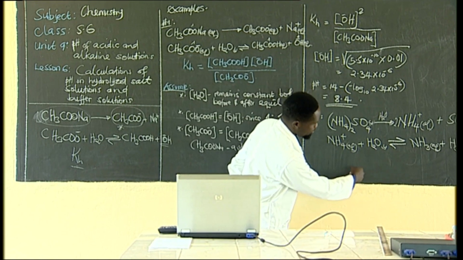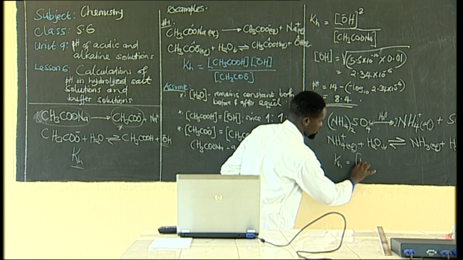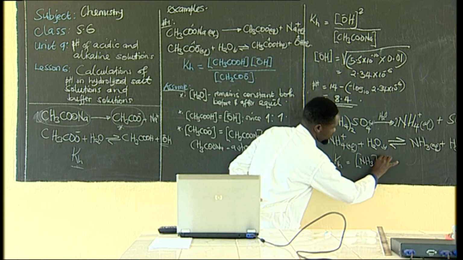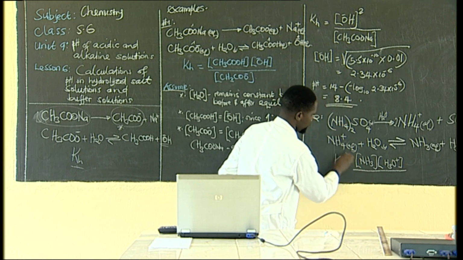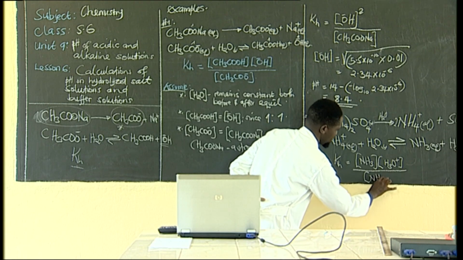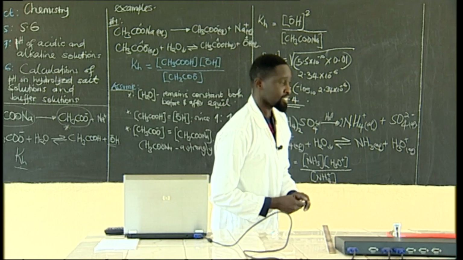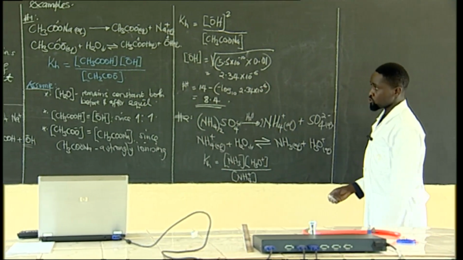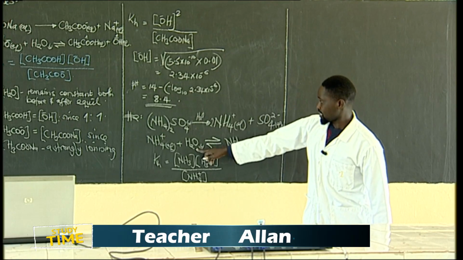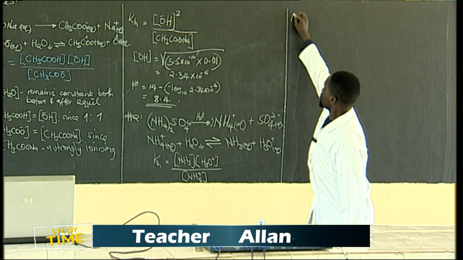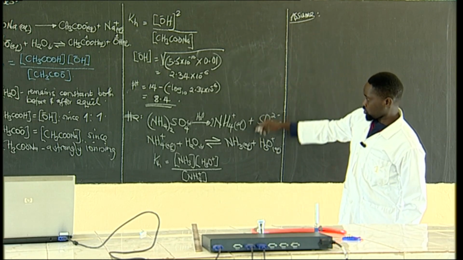So, balanced here. The KH similarly will be the concentration of NH3 and the concentration of hydronium ions over the concentration of NH4+. Same principles, very, very fast. The assumptions in here, water remains constant. So, very fast, then I will leave you to finish up the calculation.